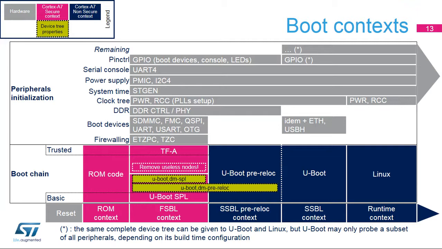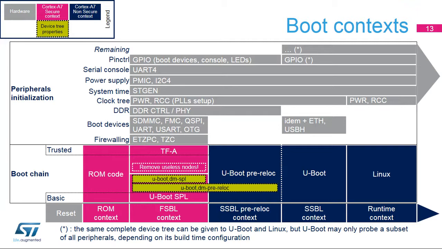The bottom axis shows the different execution contexts that are crossed during the boot chain execution. Starting from the reset, there are the ROM context, the FSBL, the SSBL pre-reloc, and the SSBL after relocation that finally leads to the runtime context where Linux is running. Just above is the mapping of the trusted and basic boot chains components on top of those contexts, with the coverage of the u-boot,dm-spl and u-boot,dm-pre-reloc properties. Since TF-A does not have anything equivalent to U-Boot fdtgrep tool, the only way to optimize its device tree size is to remove useless nodes directly in the DTS files.